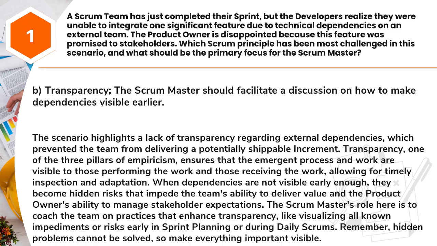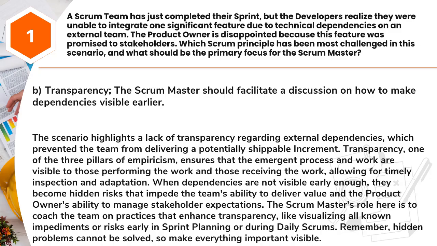Answer: B. Transparency. The Scrum Master should facilitate a discussion on how to make dependencies visible earlier. The scenario highlights a lack of transparency regarding external dependencies, which prevented the team from delivering a potentially shippable increment. Transparency, one of the three pillars of empiricism, ensures that the emergent process and work are visible to those performing the work and those receiving the work, allowing for timely inspection and adaptation.